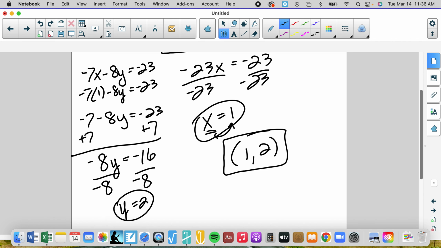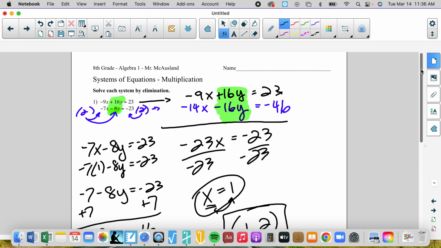I'm going to go back and just check that top one. 1, 2, that's negative 9. 2 is positive 32. Negative 9 and 32 gives me 23. So that worked. That is the correct answer.